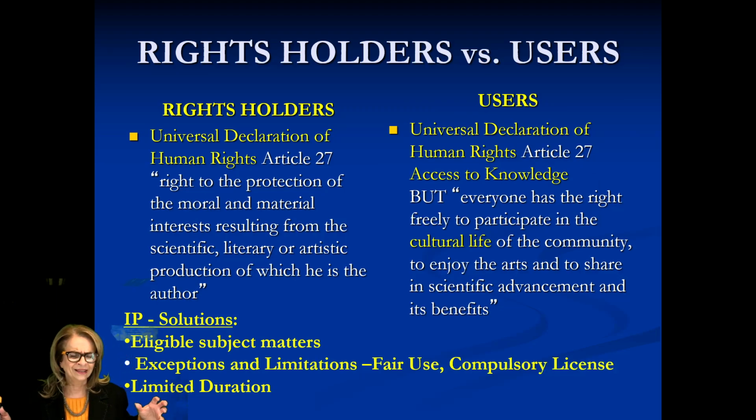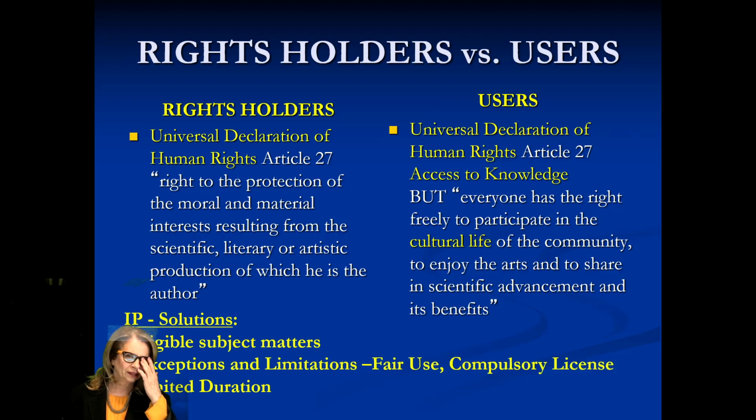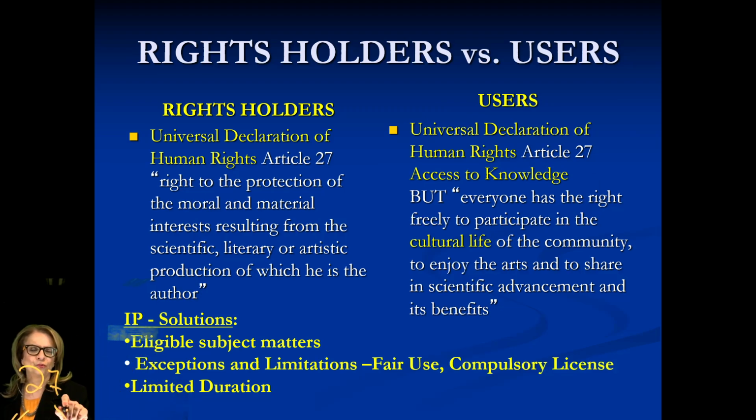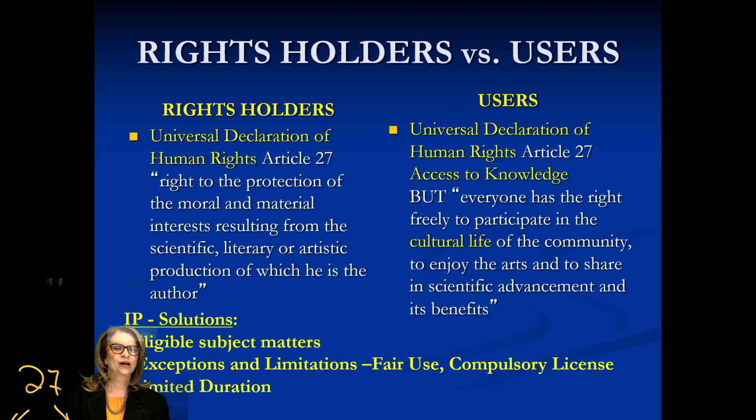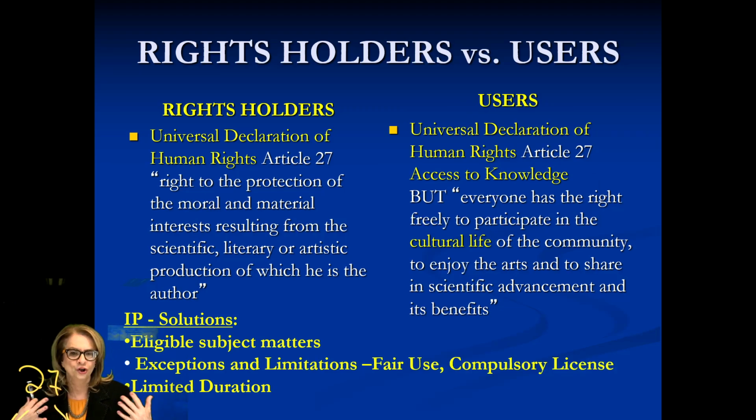One stems from the Universal Declaration of Human Rights. So let's look at two sides of Article 27. One says yes and one says no. Article 27 says the right to the protection of the moral and material interest resulting from scientific, literary, or artistic production of which he or she is the author. So we want to grant rights and protection over works that were created by the author. On the other hand, the same Article 27 speaks about access to knowledge. It says everyone has the right to freely participate in the cultural life of the community, to enjoy the arts and to share in scientific advancement and its benefits.